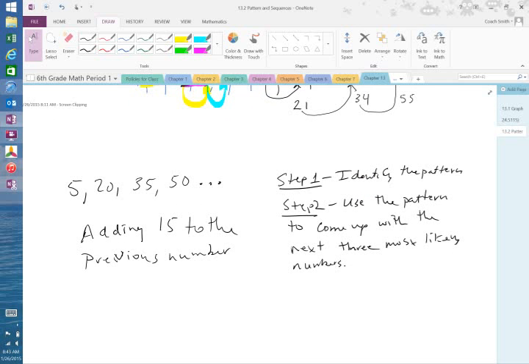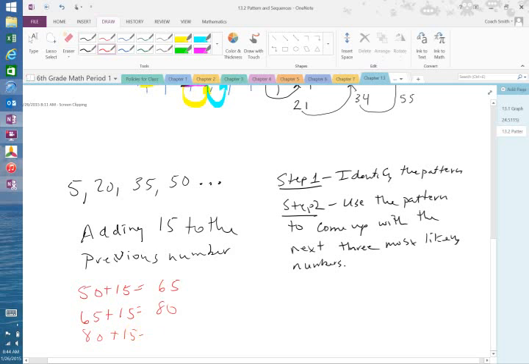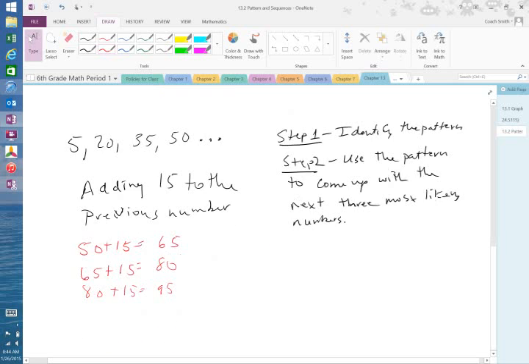That's the pattern. Step 2 is to finish out the pattern for the next 3. So I have to take 50 plus 15, which is equal to 65, then 65 plus 15, which is equal to 80, and then 80 plus 15, which is equal to 95. So the next 3 in the pattern are 65, 80, and 95. Those are the next 3. That is what they want for your answer. Okay?